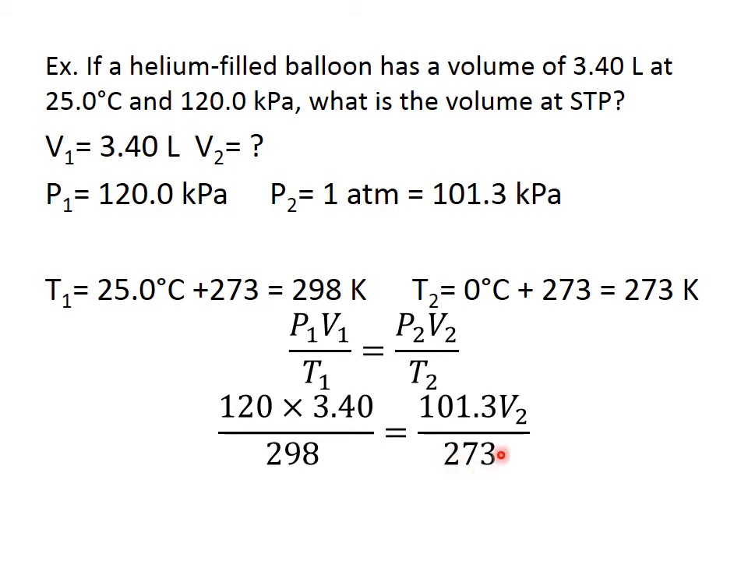We're going to take our 273 and transpose it, so that means we're going to bring it to the other side. In other words, we multiply both sides by 273. On this side, it's going to cancel. So we end up with 120 times 3.4 times 273. Then we're going to divide both sides by 101.3 to get V2 all by itself. So that is 120 times 3.40 times 273 divided by 298, and then also divided by 101.3, and that will give us our V2 value, which is 3.69 liters.